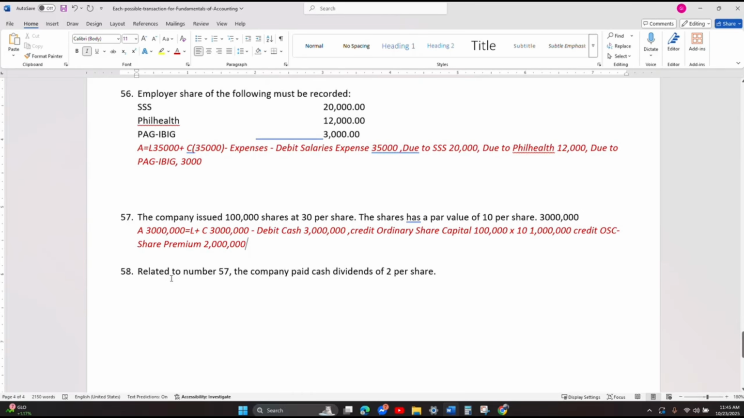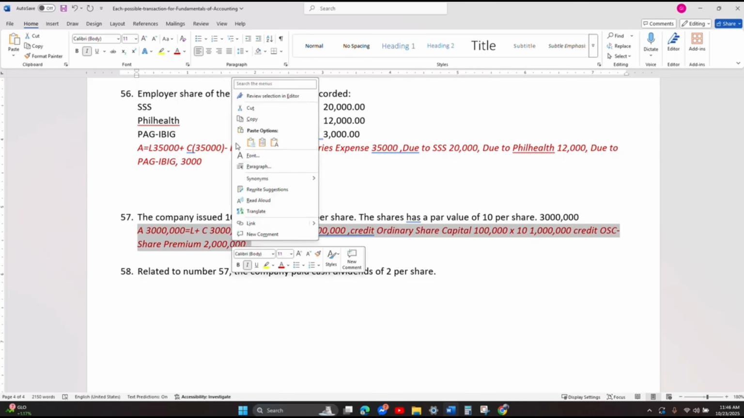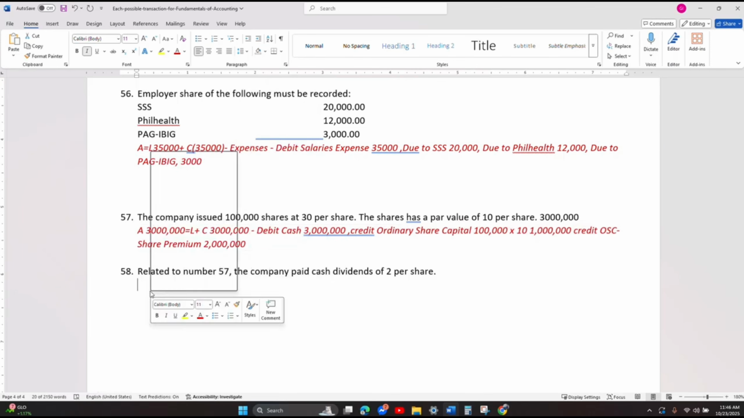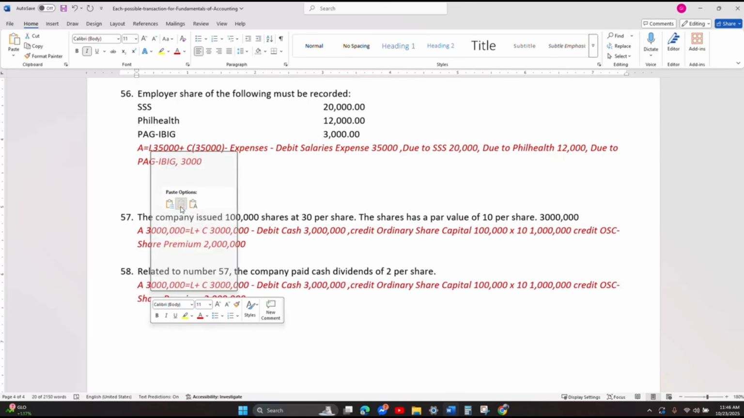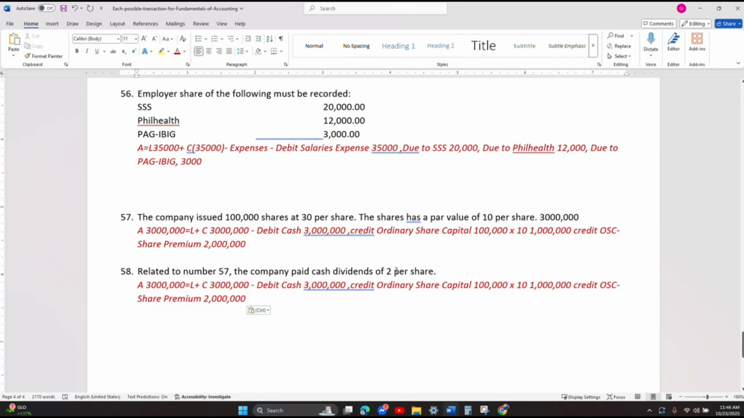And also, related to number 57, the company paid cash dividends of 2 per share. So what is this? In the sole proprietorship, we treat it as a withdrawal by the investors. So our entry is supposedly debit withdrawal and then credit cash. Basically the same like that. Actually, when you analyze the A is equal to L plus C, it's very much the same with withdrawal. If this is 2 per share and there are 100,000 shares, that's 200,000, right?